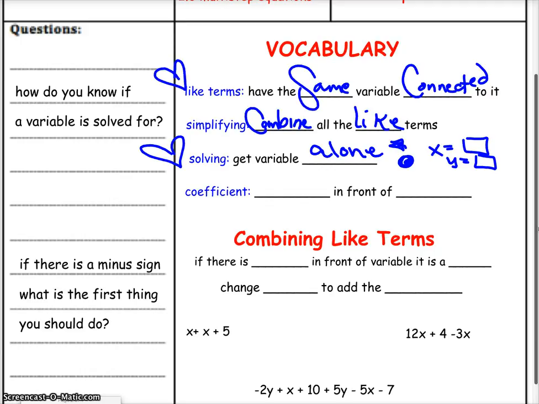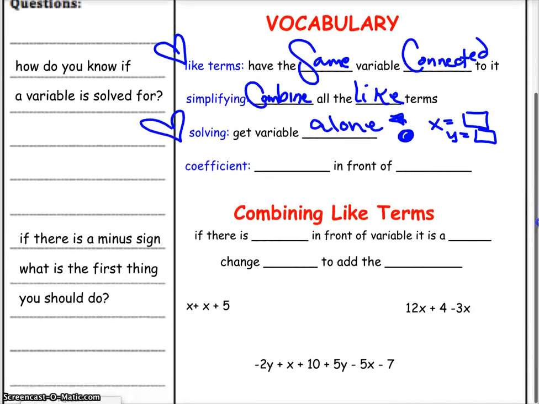And coefficients. Coefficient is the number in front of the variable. The number in front of the variable.